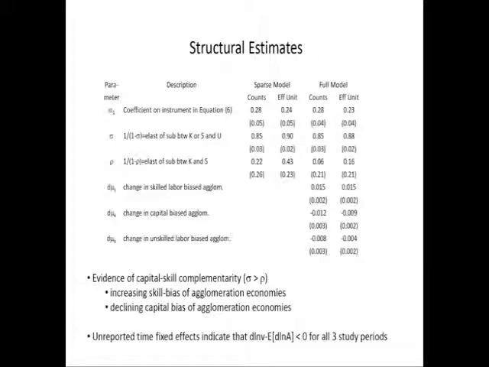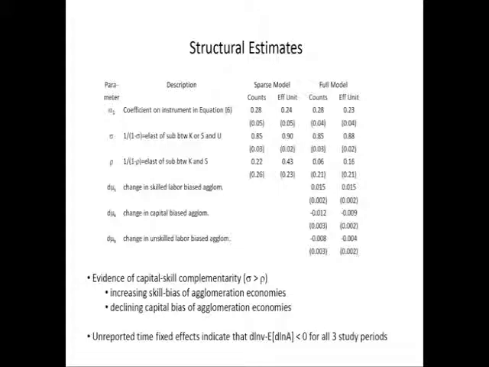Okay, so these are structural estimates. What do these things mean? Sigma greater than rho just means that there's capital skill complementarity, which is consistent with what others have found in the literature. What's new here is that over time, we see these changes in the factor biases of agglomeration economies, that you cannot rationalize the variation across local labor markets in the data just with capital skill complementarity.